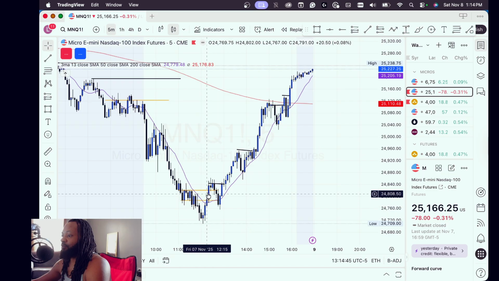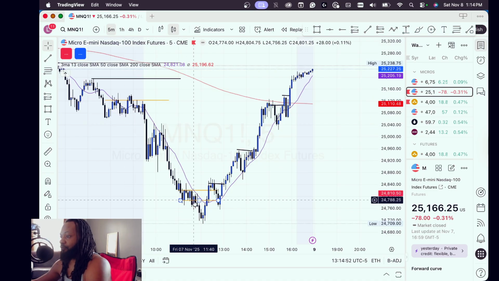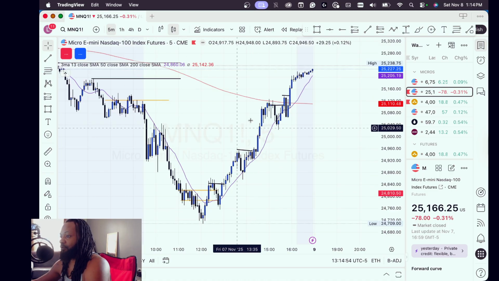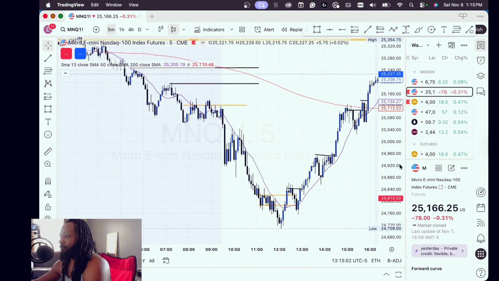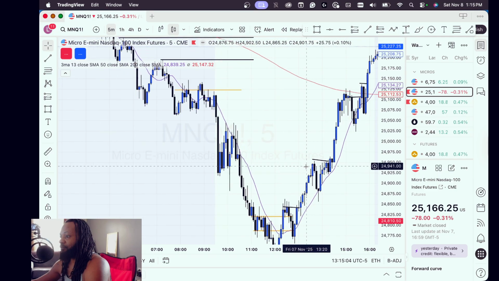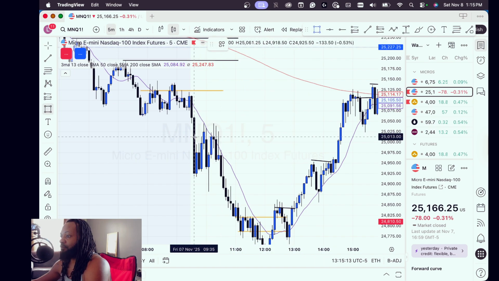Now it's going up. Break this structure back to the upside. Now it's going up. The downtrend, going up to the uptrend. That's all the market is going to move: up, down, or sideways. This little sideways market right here, I'm going to zoom in. It's a little sideways market. Right?